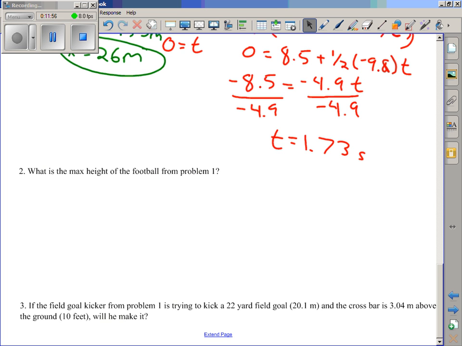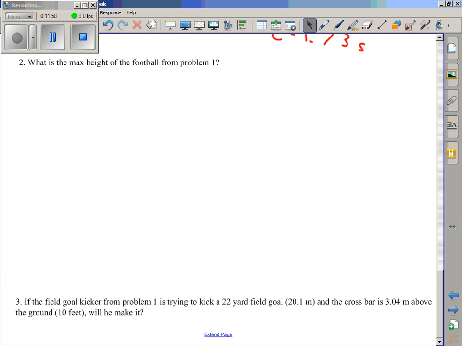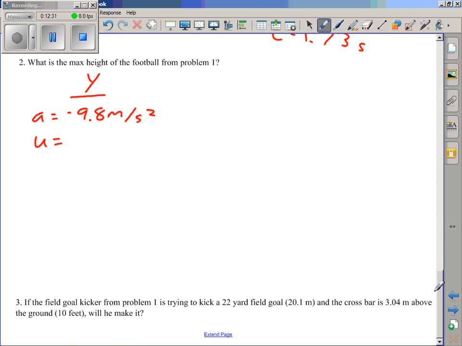What is the maximum height? What is the max height the football from problem one is going to reach? So, max height means I care about what axis? Y. Okay? I care about the y-axis. So in the y-axis, just rewriting everything, I've got a equals negative 9.8 meters per second squared. u equals, what was it from up there? 17 sine 30.